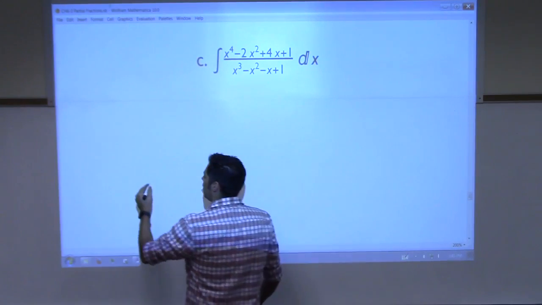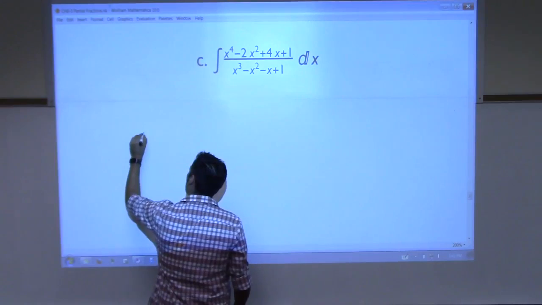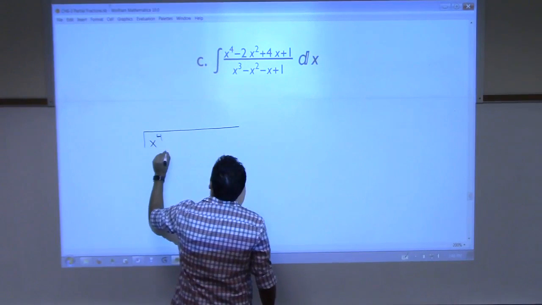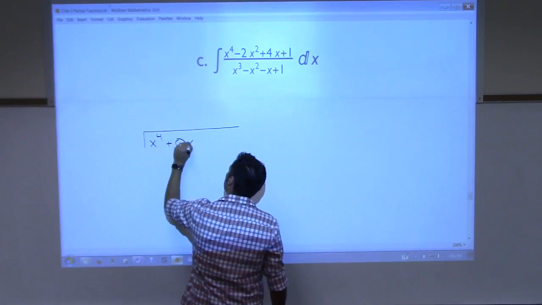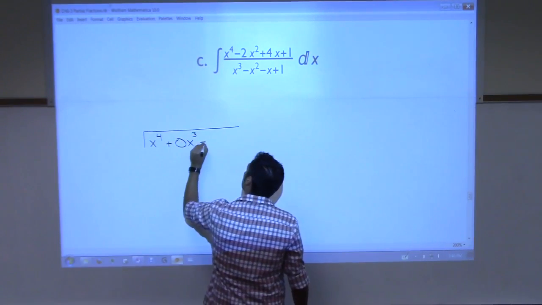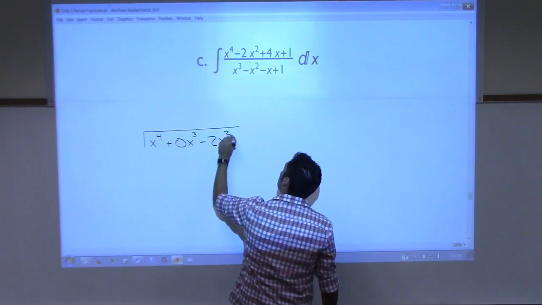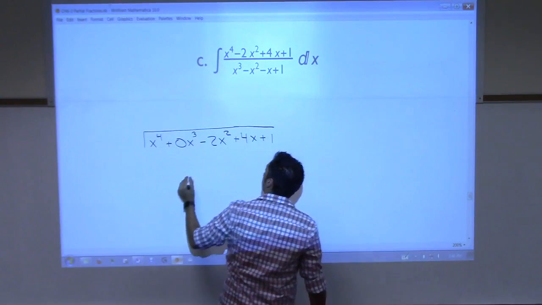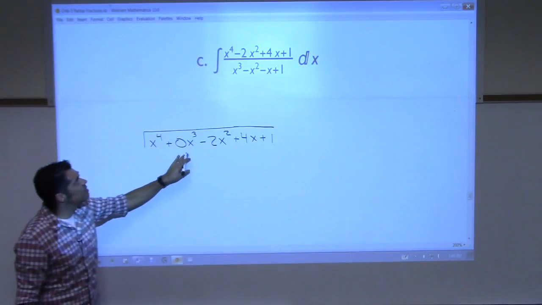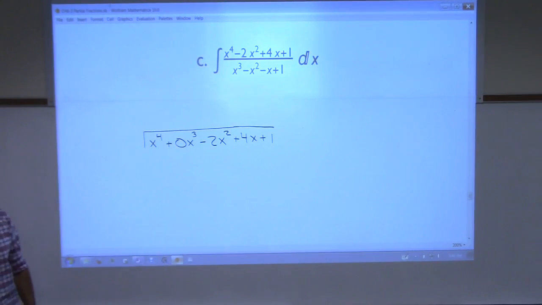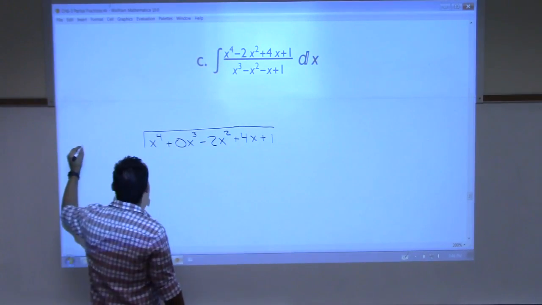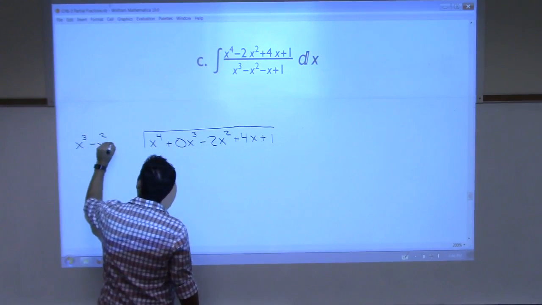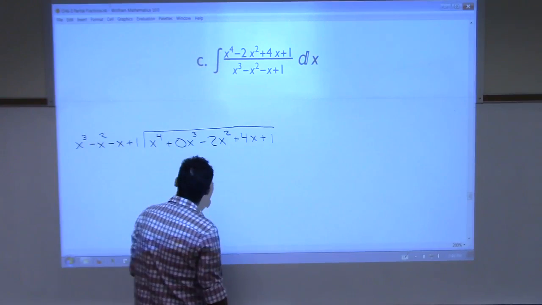So let's do our long division. x to the 4th plus 0x cubed. Remember to leave yourself that space there. Right, for the x cubed term, since there isn't one in the numerator, I'm going to leave a 0x cubed there. And then on the outside is the x cubed minus x squared minus x plus 1.